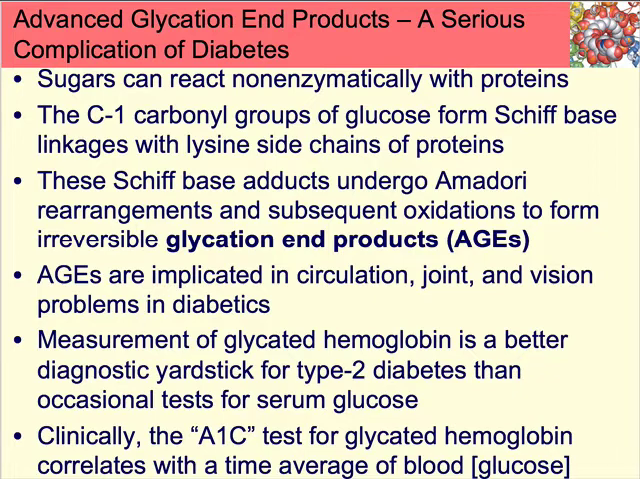They do not reverse. The AGEs, the advanced glycation end products, are implicated in circulation and joint and vision problems in diabetics. Measurement of glycated hemoglobin is an ideal diagnostic yardstick for type 2 diabetes and much better than the daily occasional tests for serum glucose. The point is that hemoglobin lasts for about 3 months in your body, and so a measurement of glycated hemoglobin is a pretty good measure of how many sugars you've consumed over a 3-month period. This is referred to as the A1C test for glycated hemoglobin. All type 2 diabetics are recommended to have an A1C test every 3 months to measure the time average of blood glucose.